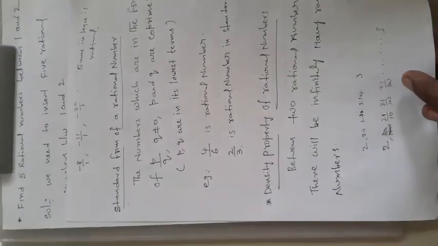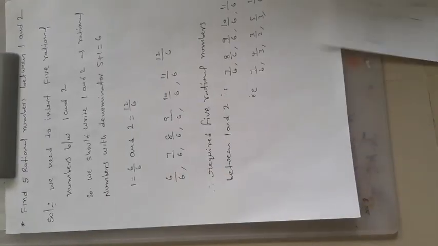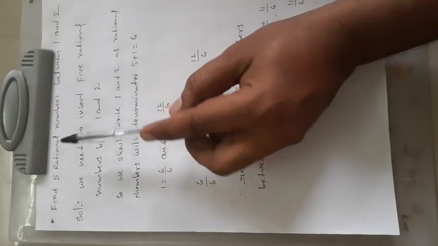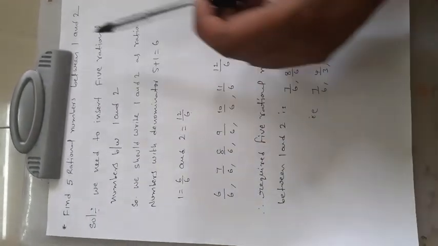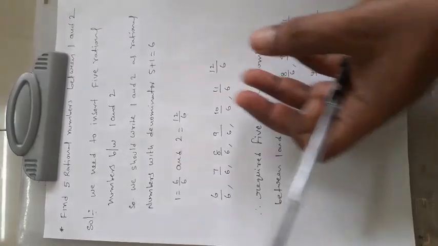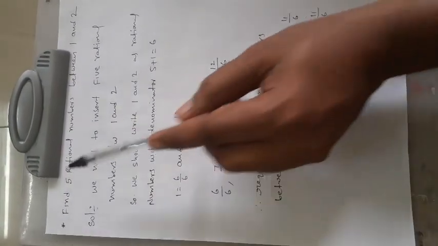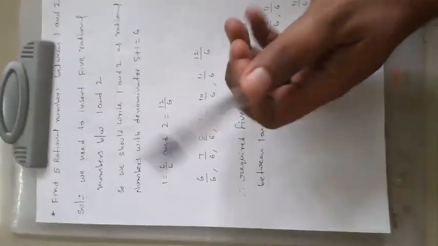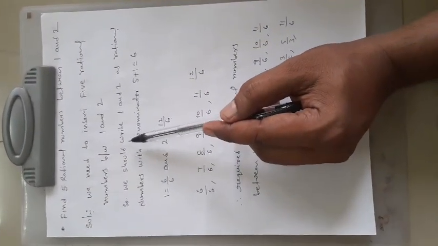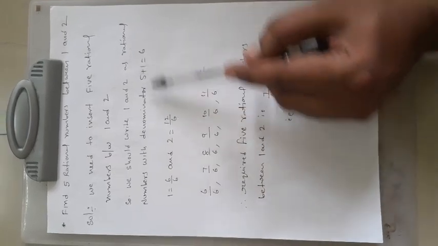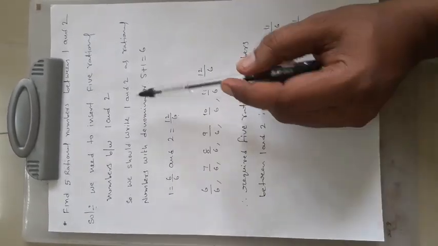Let us go with some examples. Find 5 rational numbers between 1 and 2. We already know that between two rational numbers we can insert infinitely many rational numbers, but here they are asking to insert only 5 rational numbers between 1 and 2. For this, many processes are there. I am just going to use one easy process.